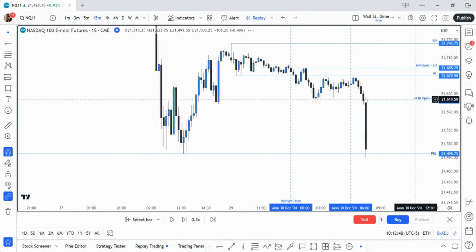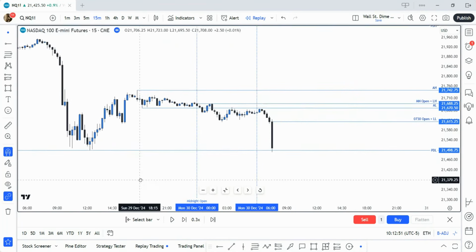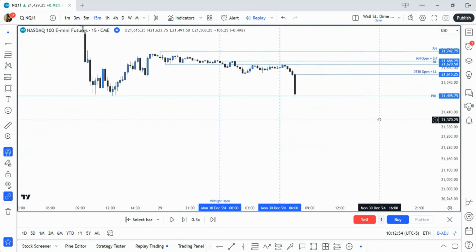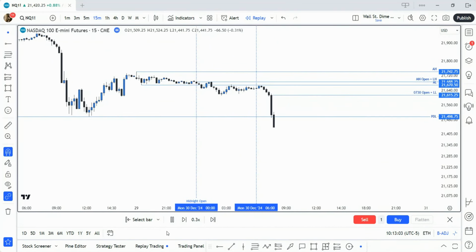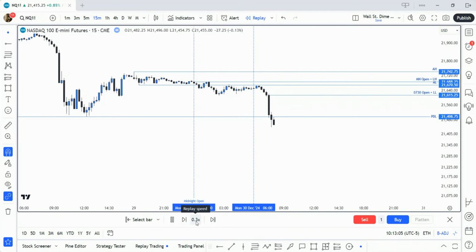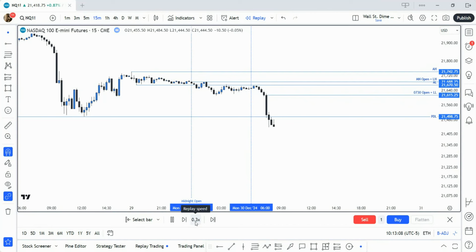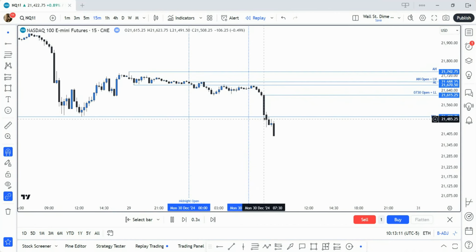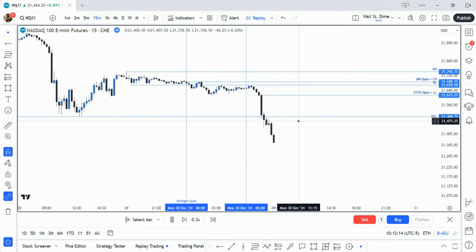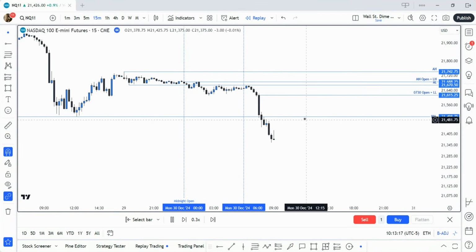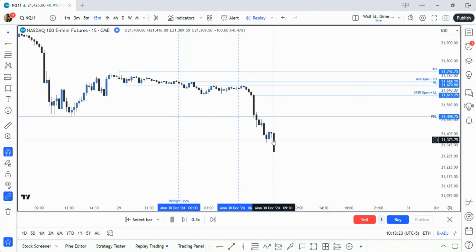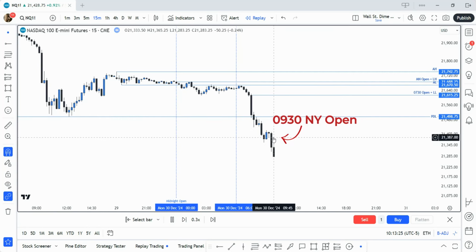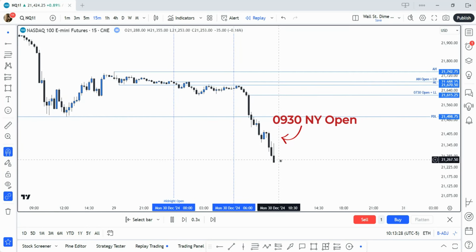So I'm just going to go back to the 15-minute time frame, and I will play this out, and we can see how this trade actually goes for the day. So we continue falling. Again, if you were on the 1 minute and you thought just because price was at this previous day low it was time to buy, you'd be underwater right now. So now we have the 9:30 candle. This is the New York open right here, and price continues to fall.